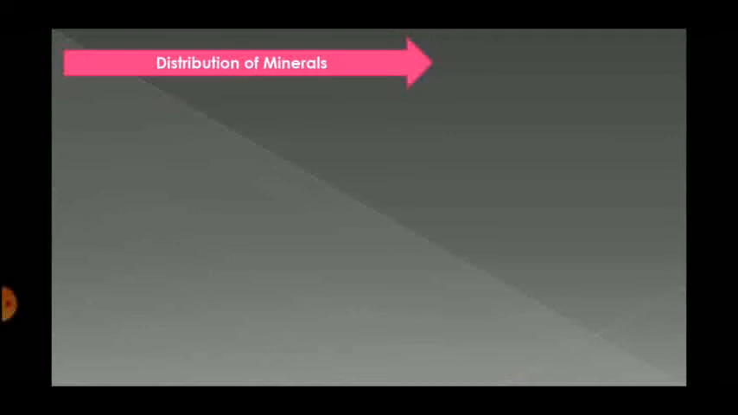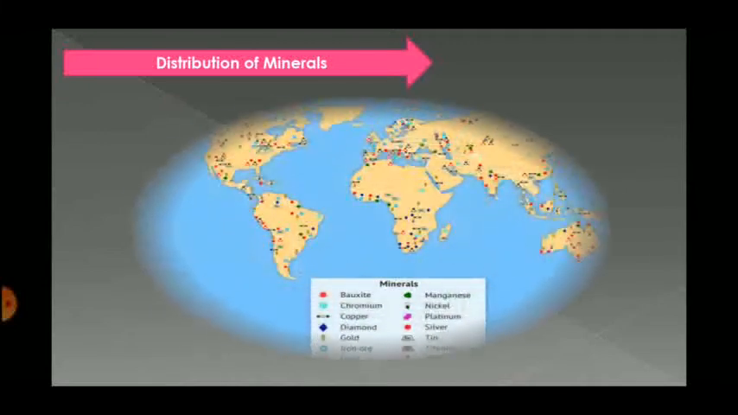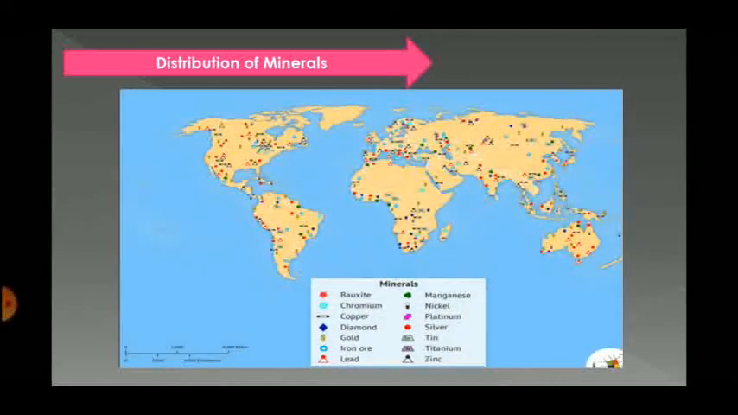Now, let us know about the distribution of minerals. Minerals occur in different types of rock. Some are found in igneous rock, some in metamorphic rocks, while others occur in sedimentary rocks. Generally, metallic minerals are found in igneous and metamorphic rock formations that form large plateaus.